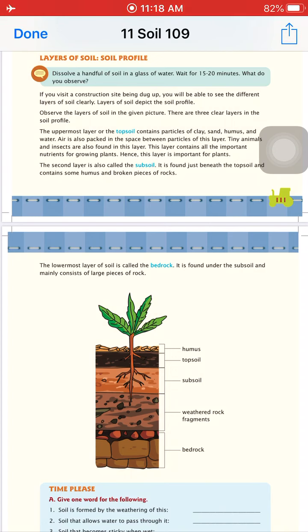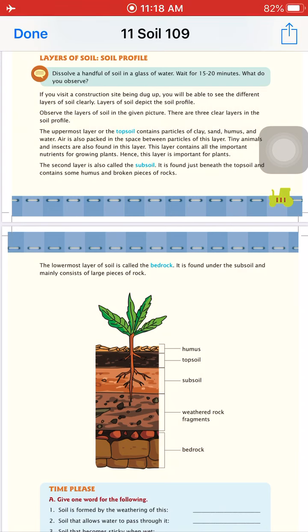Okay, so the first and uppermost layer of the soil is topsoil and it contains all types of soil. For example, clay, sandy, humus and loamy. Okay, and it also contains a proper amount of water and air inside the soil, and this layer is very useful for the proper growth of plants. Okay, and in this layer there is a fertility of soil also, and it is very important for plants.